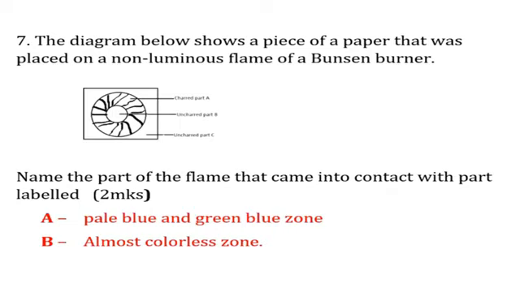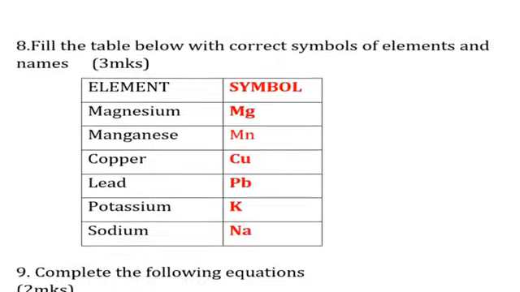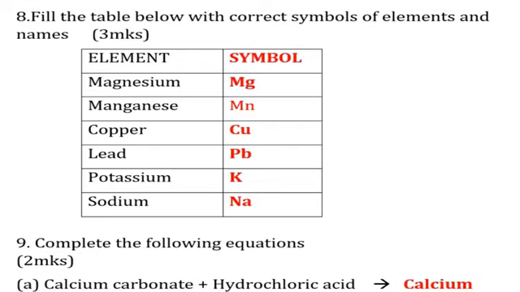Name the part of the flame that came into contact with the part labeled A. That one is pale blue and green blue zone. B, almost colorless zone. Then number 8, fill the table below with the correct symbols of elements and names. So we have on one side element, the other side a symbol.